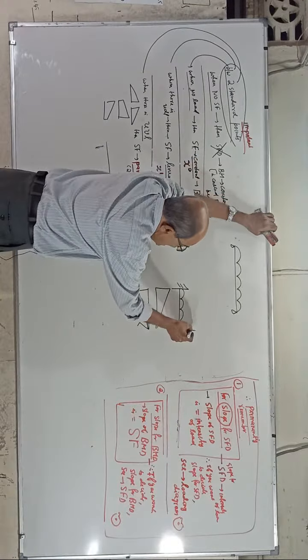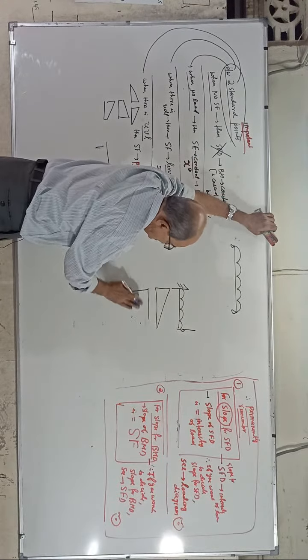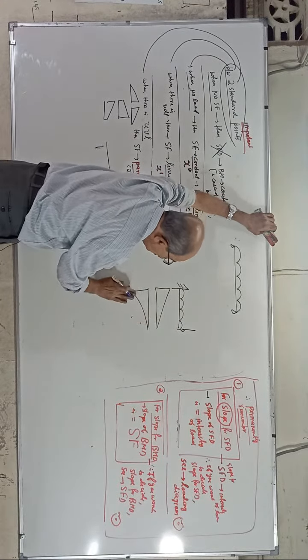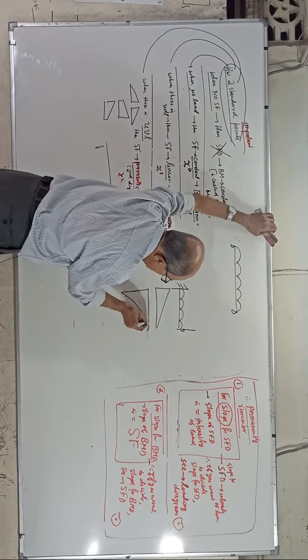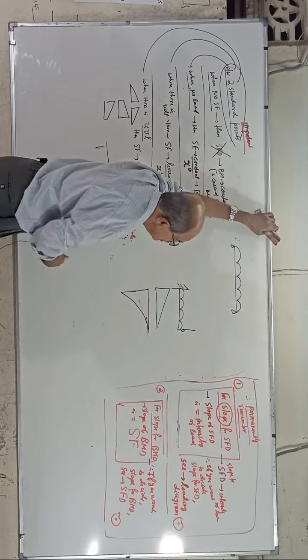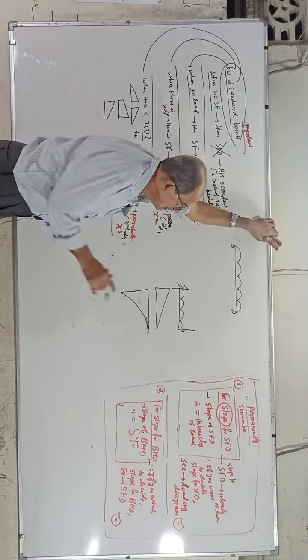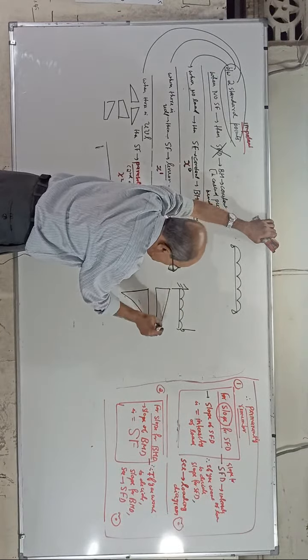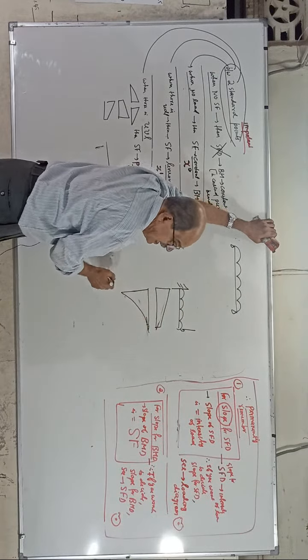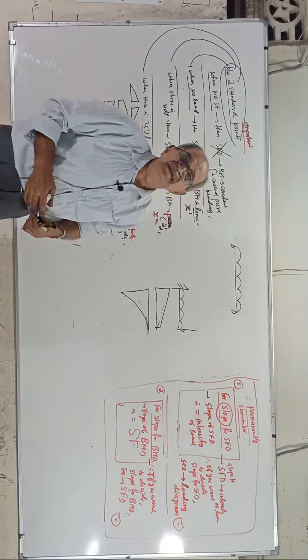And if a point load is there, tell the BMD. He will tell, sir, this way. No, BMD will not be that way. It will have some slope here. If the point load is not there, zero shear force will come. See, then SFD will come this way. Some slope will be there. So I made a deliberate mistake.